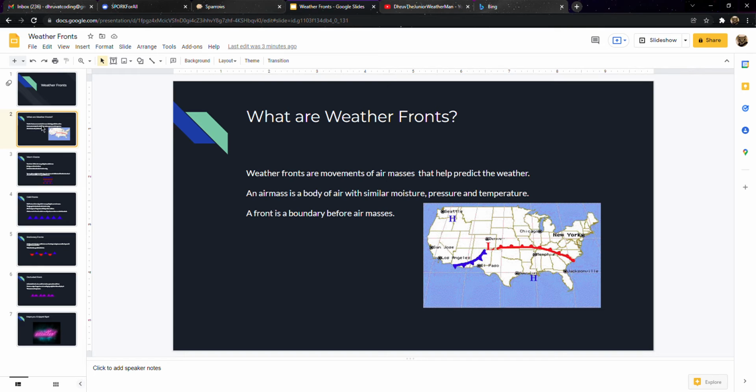So in the picture below, as you can see, this is our country, the United States of America. The blue and red lines you see are the cold and warm fronts. The cold front is moving south, the warm front is moving north. But what may puzzle you is, what are these H and L symbols? The L stands for low pressure. The H's stand for high pressure.